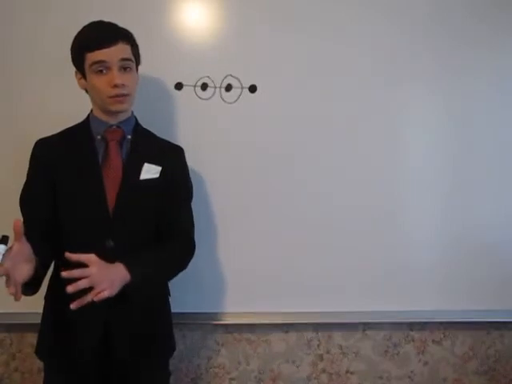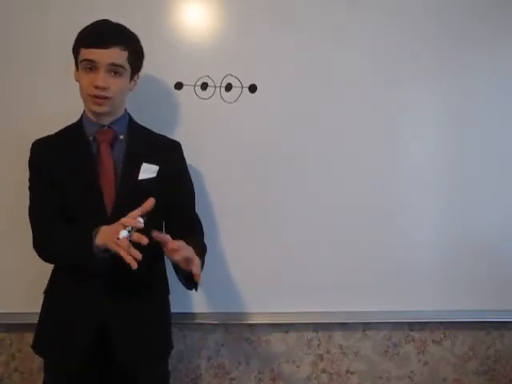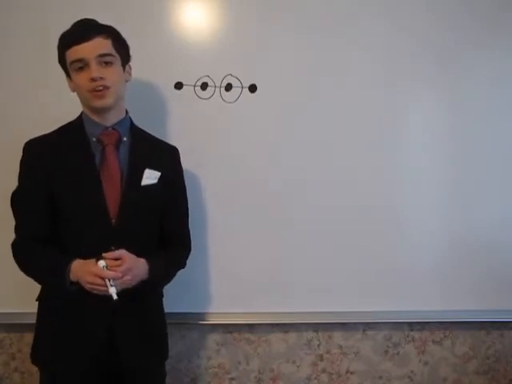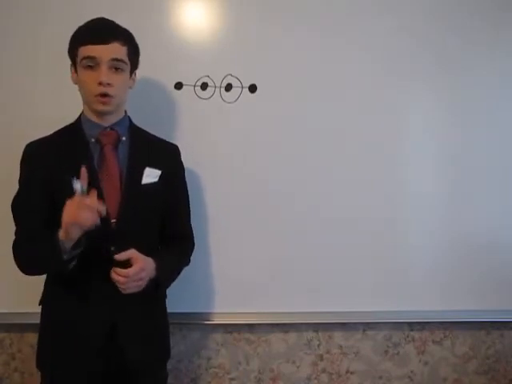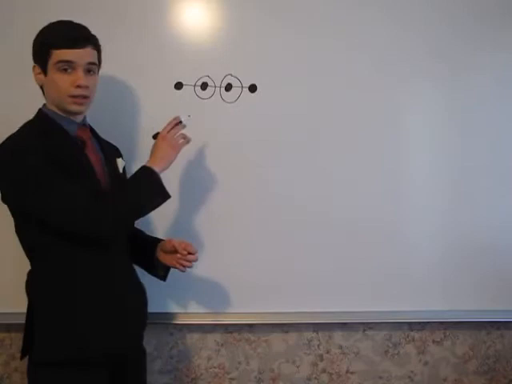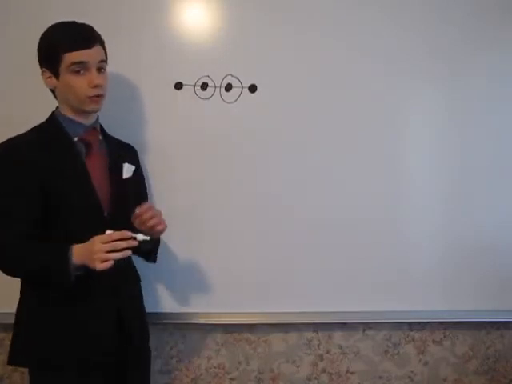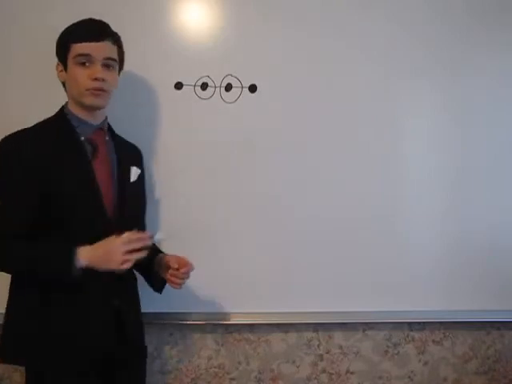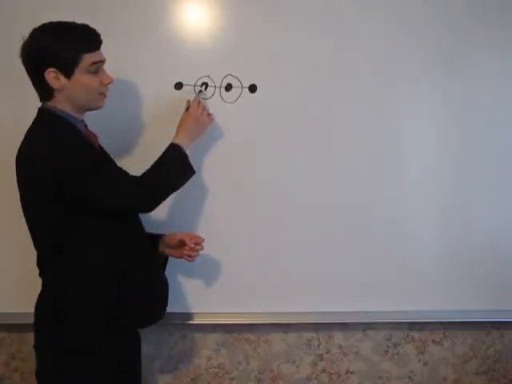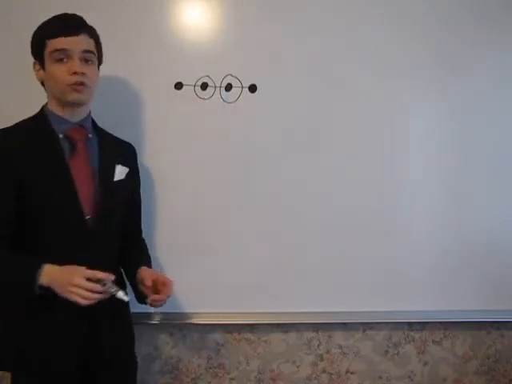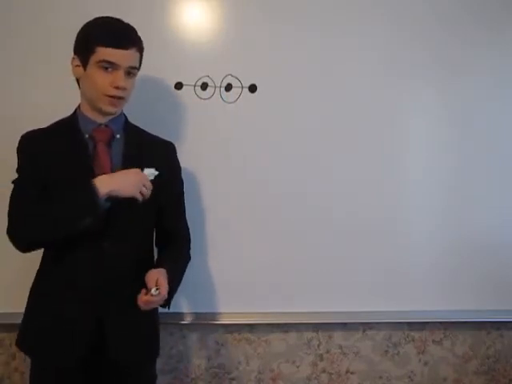From dominating sets, we move on to efficient dominating sets. An efficient dominating set is a dominating set in which every vertex is dominated only once. Here, this vertex is only dominated by this vertex, so we're good. Here is where we run into problems. This vertex is dominated by itself and by this vertex, so we don't have an efficient dominating set.